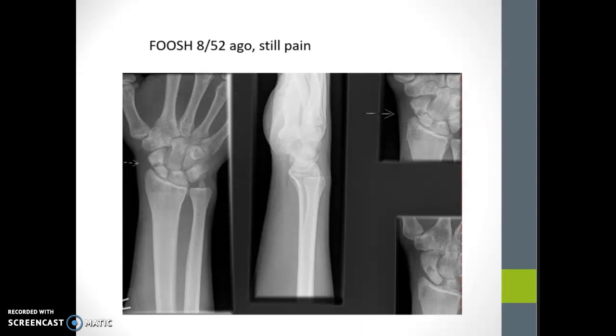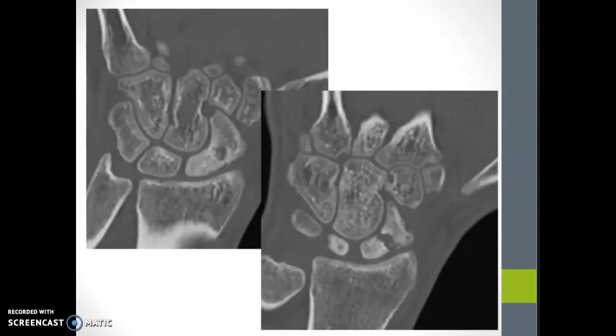So, patient fallen to outstretched hand 8 weeks ago, still complaining of pain. On the X-ray, showing some issue here, non-united fracture. On the CT scan, showing that there is some union on the dorsal aspect, on the opposite aspect, non-union there, which would be the reason for the pain.